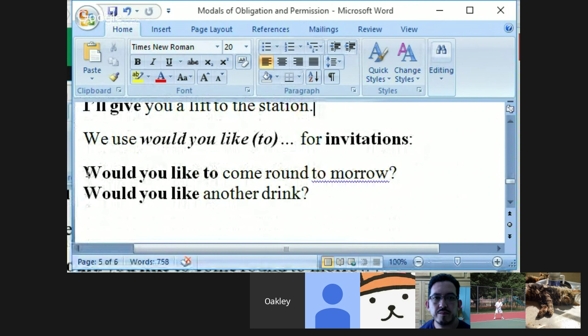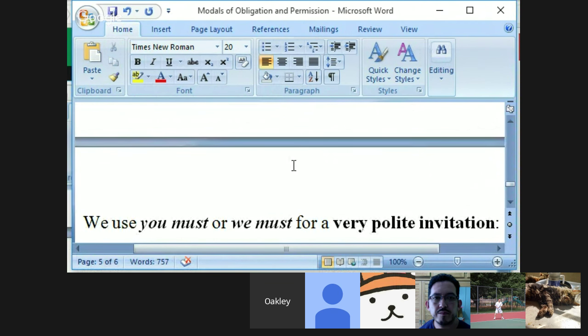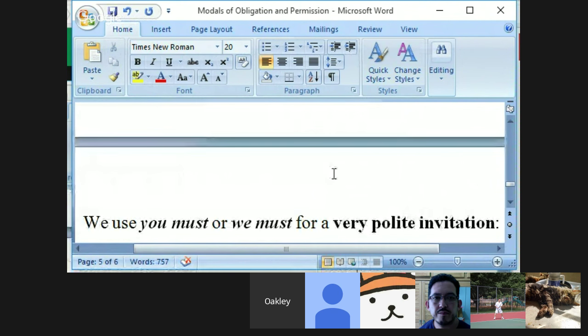For invitations, we frequently use would. Would you like to come around tomorrow? Would you like another drink? Very normal. This is the ordinary way to do it. Would you like another cookie? Would you like to take a rest? Whatever.